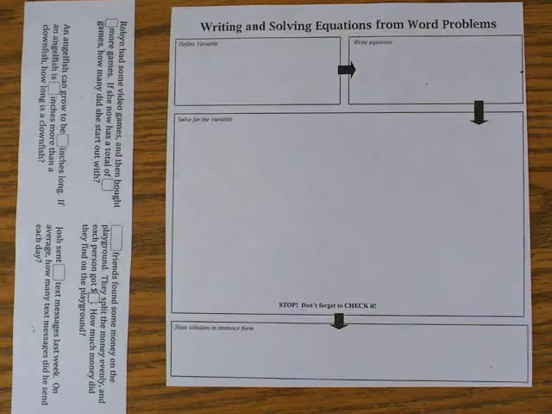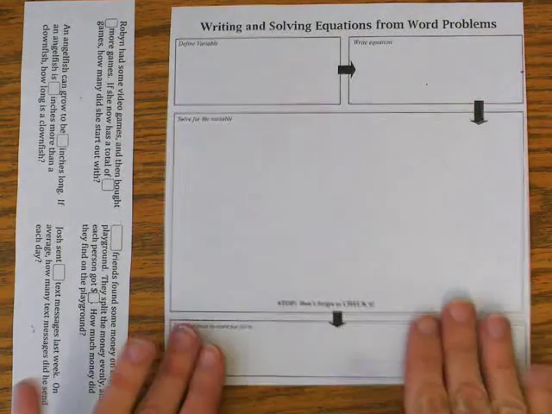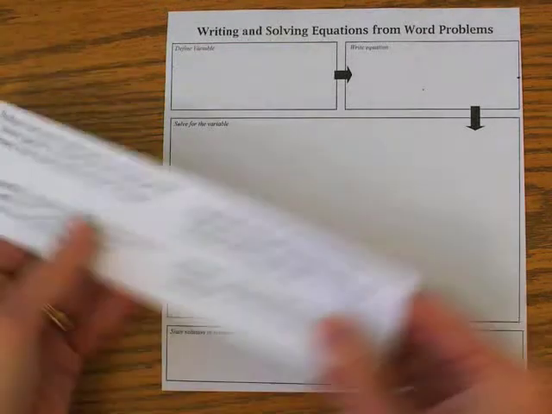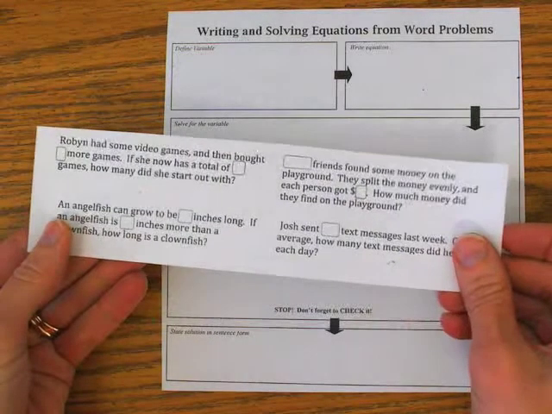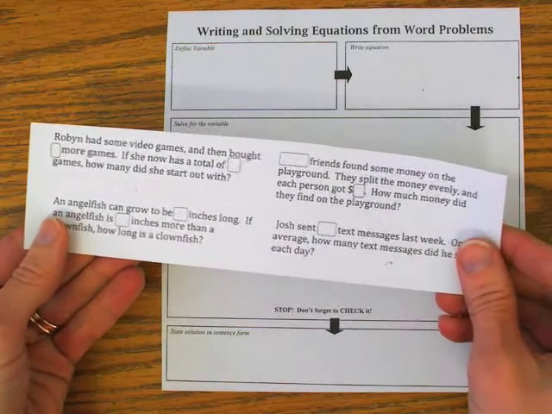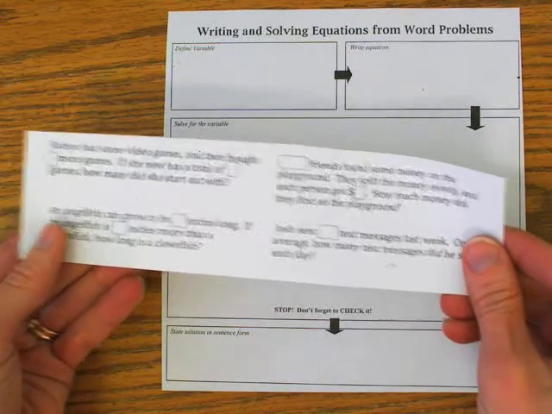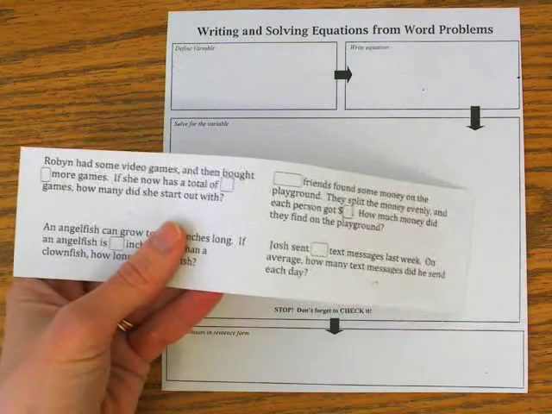In this video, I will show you how to fill out the non-folding foldable for writing and solving equations from word problems. To do this, you're going to need the larger square that you got in class today, and you also need to have this slip that has the 4 word problems on them. You'll need some scissors and a pencil, and then obviously tape to put them in when you're finished.